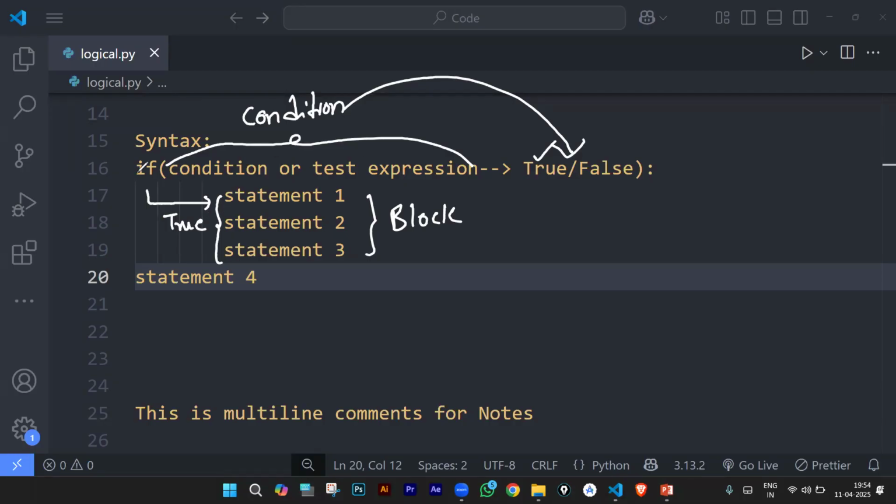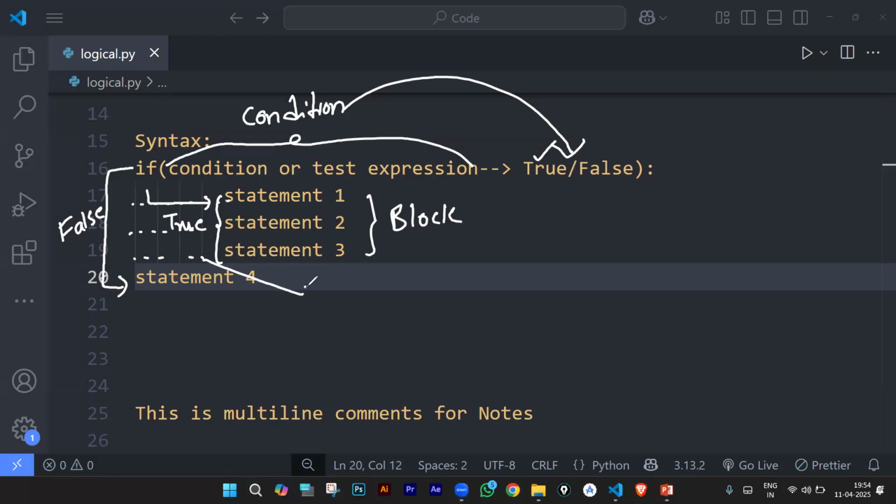If the condition is false, it is not going to execute those statements. It is going to simply skip them and go to the fourth statement. The fourth is not present in the block. Why? All these statements have a level of indentation. The first one has the same indentation, the second one has the same indentation, the third one has the same indentation without any break. So that is a block.